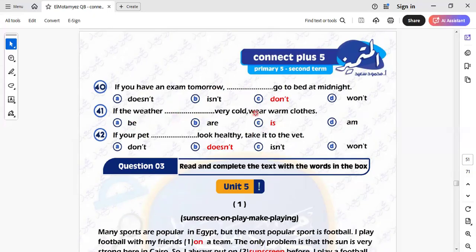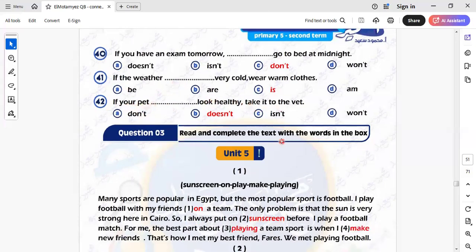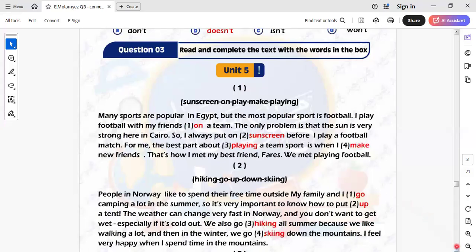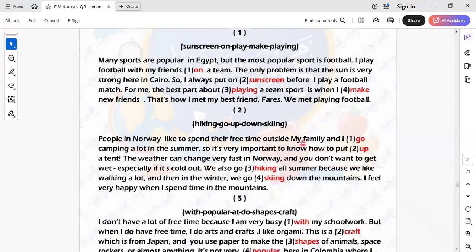If the weather is very cold, we wear warm clothes. The verb to be here is is. Here is the present form, and here is the present form. And I select is, why? Because here the weather is singular, not plural. If your bed doesn't look healthy, take it to the bed. Let's answer another kind of question here in this part.